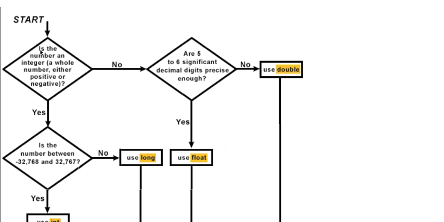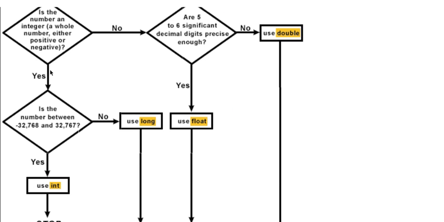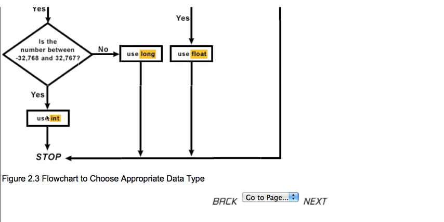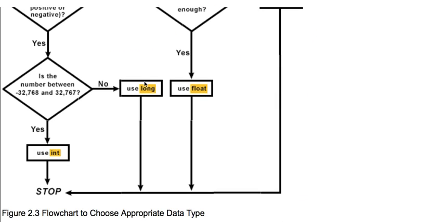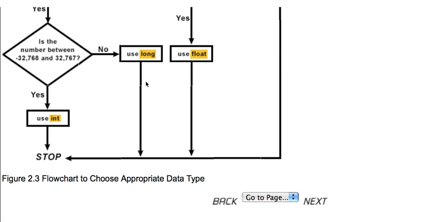So let's start. Is the number an integer, a whole number, either positive or negative? Yes, it is. So let's drop it down. Is the number between negative 32,768 and positive 32,767? Yes, it is. So use an integer. As you can see, this flowchart is a good resource for finding the appropriate data type for the value you're trying to store in a variable.